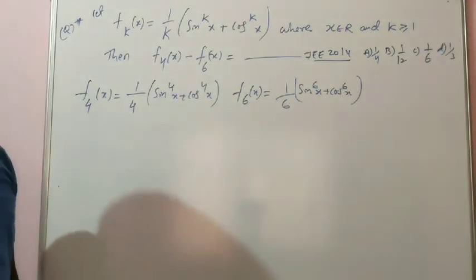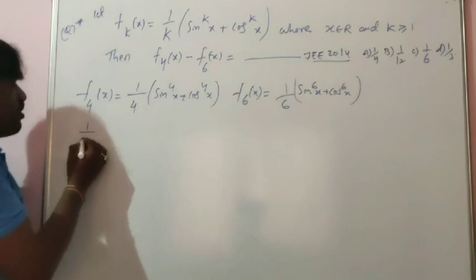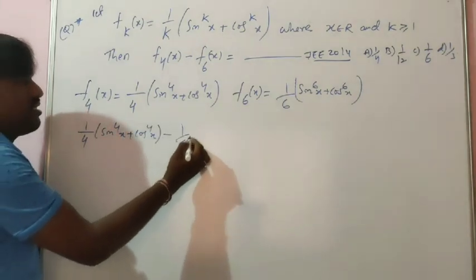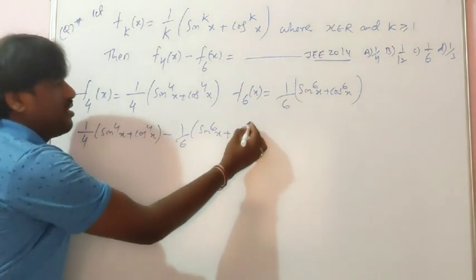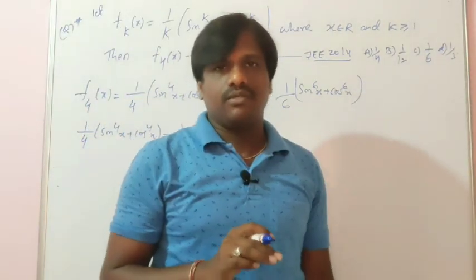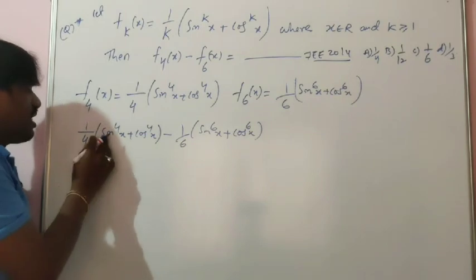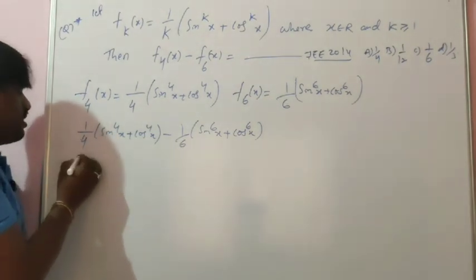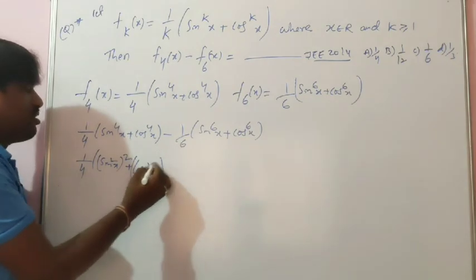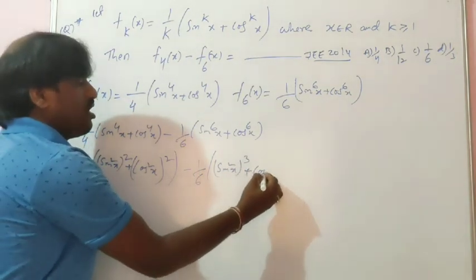So f of 4 you got, f of 6 you got. You have to subtract f of 4 minus f of 6. So f of 4 minus f of 6, the value you have to find. So f of 4 is 1 by 4 sin power 4x plus cos power 4x, minus 1 by 6 sin power 6x plus cos power 6x. Now I have to find this value. The idea is you have to use an algebra identity. This is the most important technical thing. A power 4 plus b power 4, you can write as a square whole square. Like here, I can write 1 by 4 sin square x whole square plus cos square x whole square, minus 1 by 6, I can write sin square x whole cube plus cos square x whole cube.